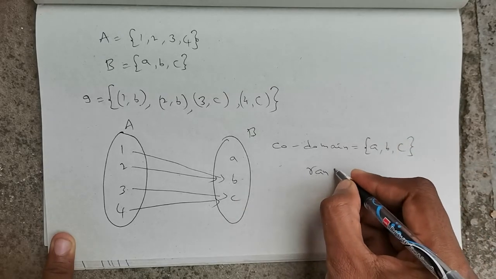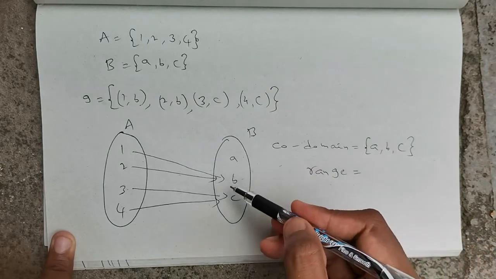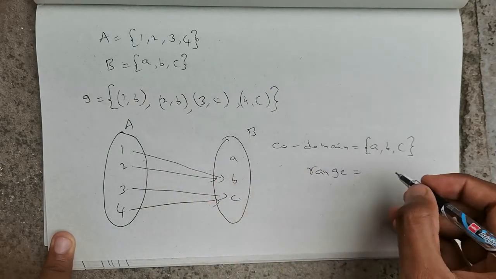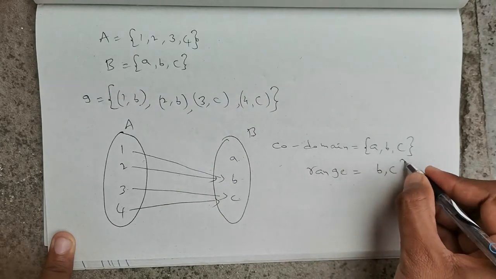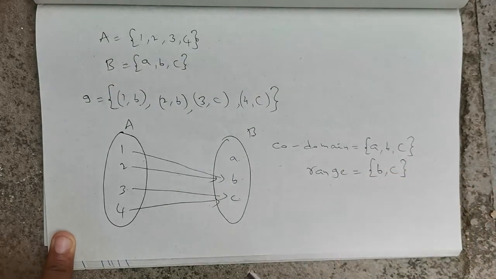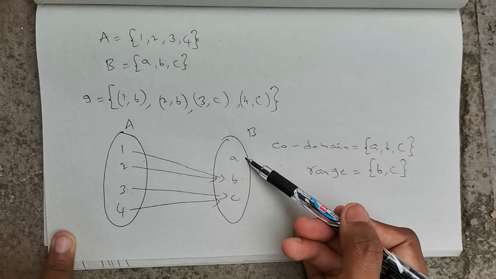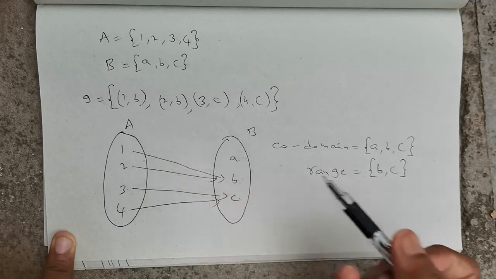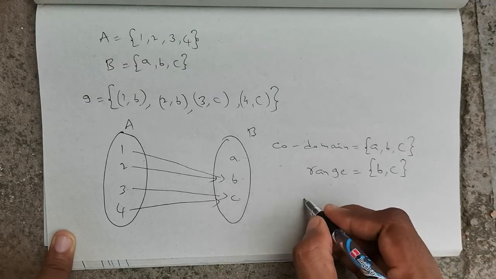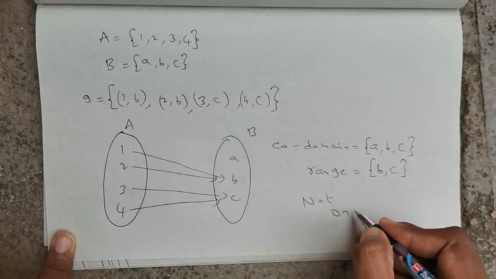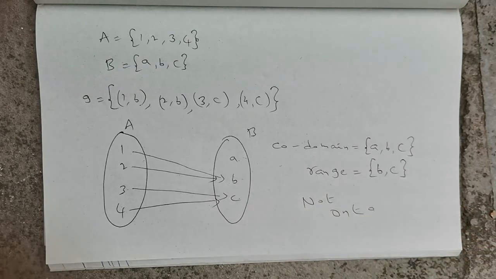If we observe the range, B has a connection, C has a connection, but A does not have any connection. So range is B comma C. The same I can say, A does not have any pre-image. Here codomain is not equal to range. So this is not an onto function.